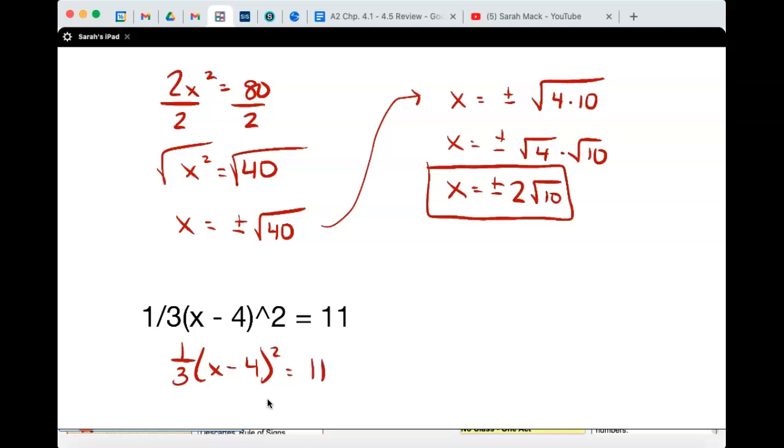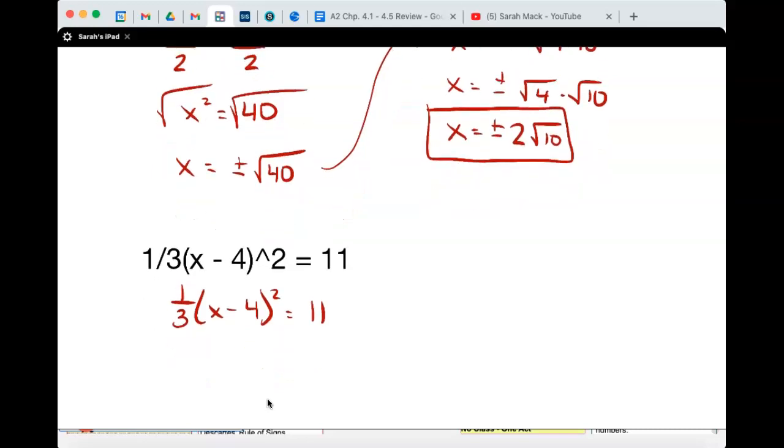Okay, so same thing. I don't want to square this out or anything. I just want to isolate that parentheses to the second power, so that way we can square root the sides. So let's move 1/3 over. And how would I do that? Nope. Divide. Okay, instead of dividing by a fraction, I'm going to multiply by the reciprocal.